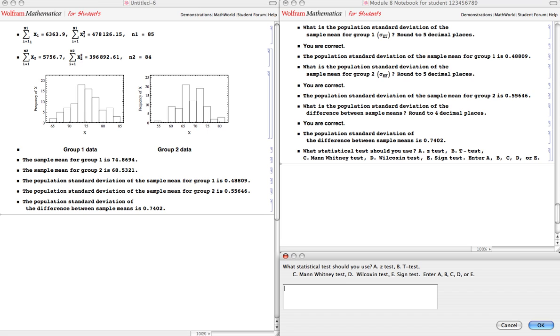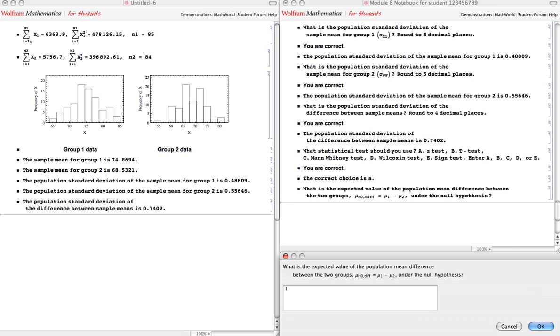What statistical test should you use? In this case, we have two independent groups. So the tests you've learned are the Z-test and the T-test. So that's either A or B. Because you know the population standard deviations and you don't have to estimate these for the population or for the standard deviation of the mean difference, you can use the Z-test. So the answer is A.